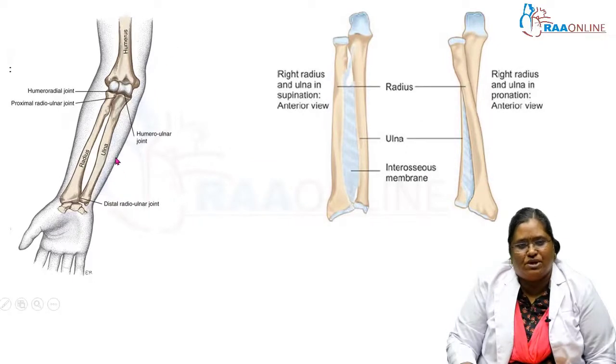Look at this picture. This is a picture showing the bones forming the forearm. This is the front of the forearm. You can see the two bones, the radius and the ulna. The head of the radius is at the upper end and you can see the head of the ulna at the lower end. And this is the interosseous membrane which is present between these two bones, the radius and the ulna.